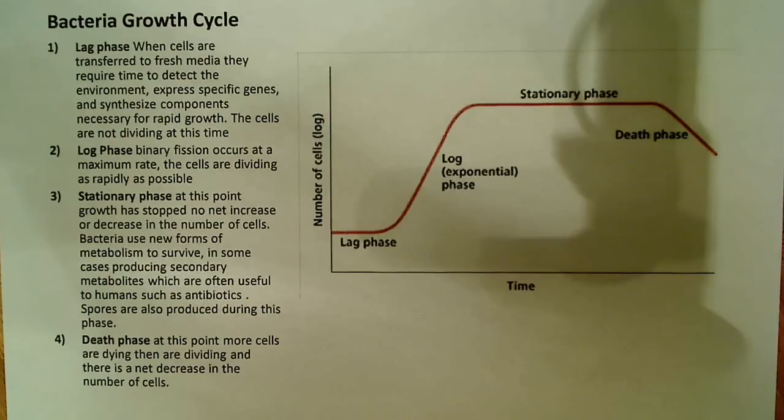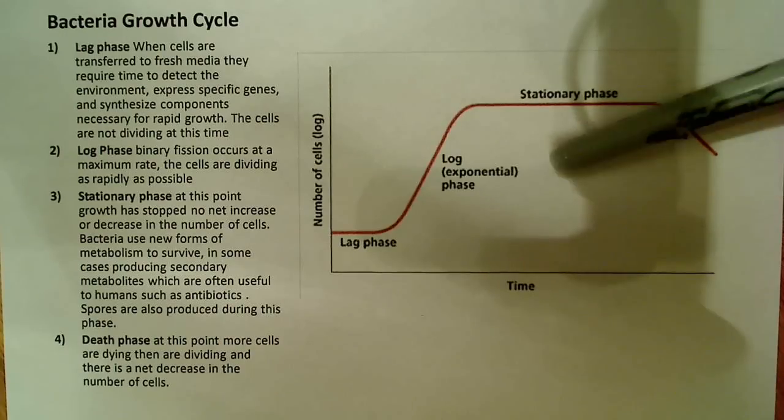So you have some cells in an older culture, let's say, or on a solid culture, transferred to a new, fresh medium. They require time to detect the environment, and during that time, they begin to express specific genes and synthesize components necessary for rapid growth. The cells are not dividing at this time. That's why it's called a lag phase. There's no division, so there's no increase in the cell number. You're just preparing, growing, increasing in size, getting ready to divide.